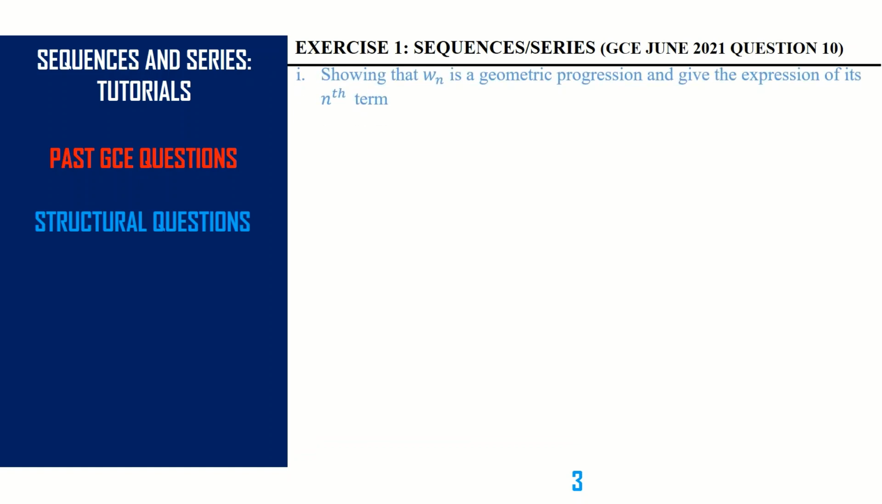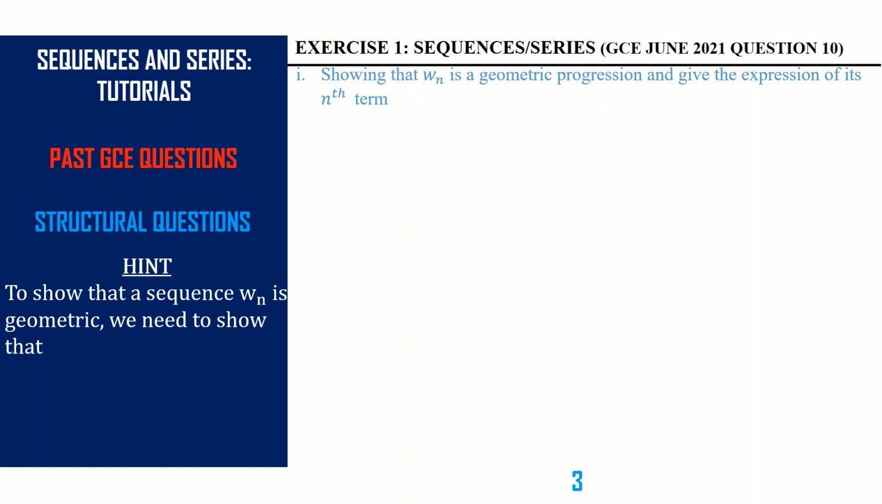Alright, so we are going to begin with Roman 1, which is asking us to show that the sequence Wn is a geometric progression and give the expression of its n-th term. Like in part 1, I'm just going to give the hints. We said that to show that a sequence is geometric, we just need to show that the ratio between the (n+1)-th term and the n-th term is equal to a constant, and we said this constant is called a common ratio.